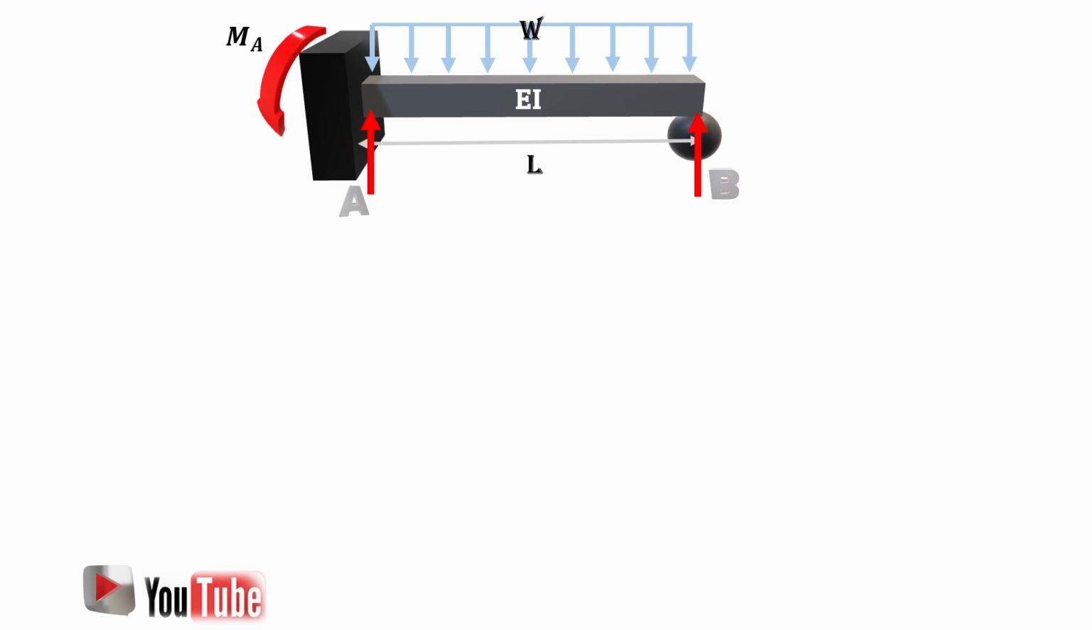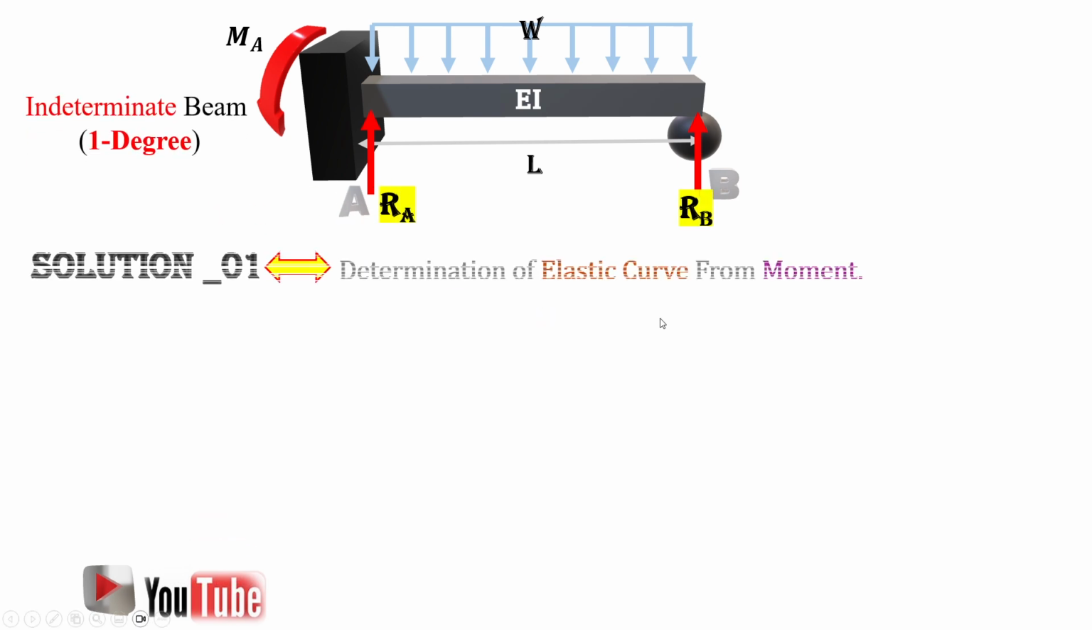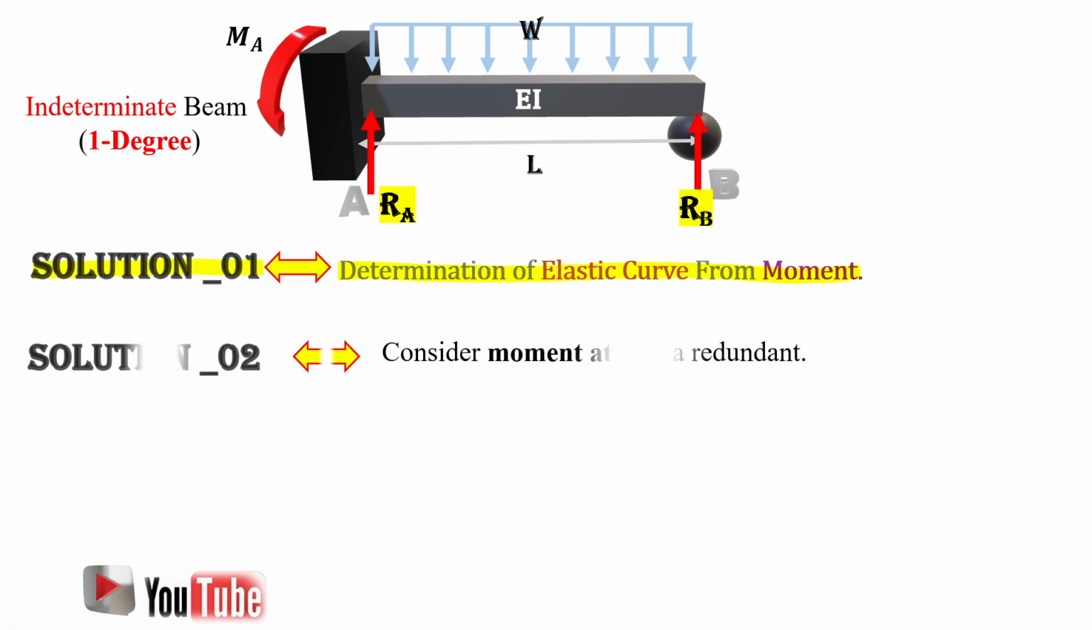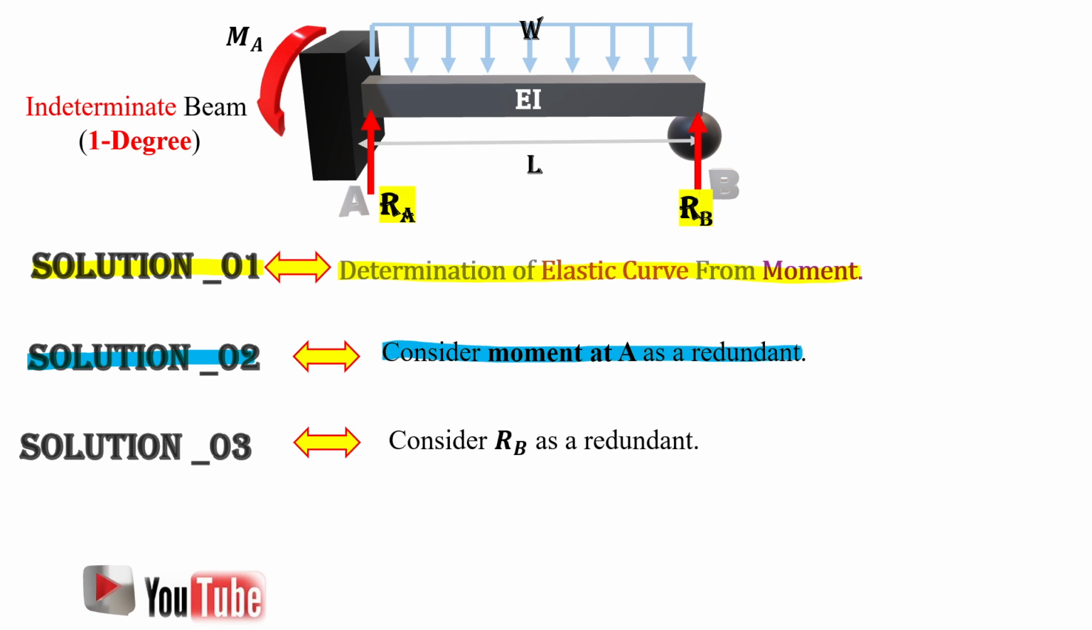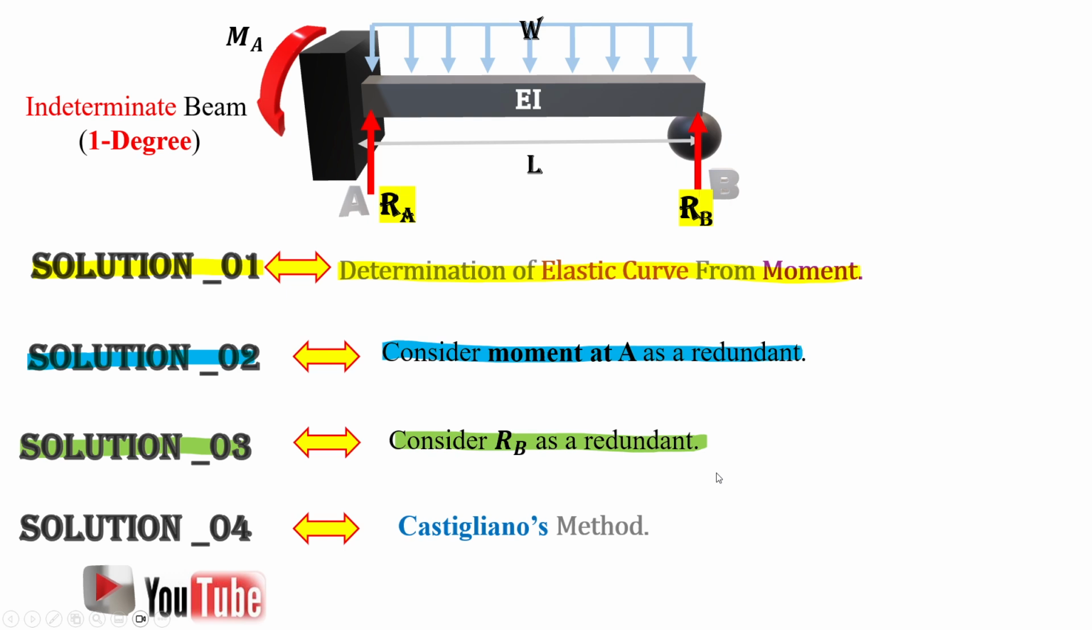The first one: this is definitely a 1 degree indeterminate beam, and solution 1 is determination of the elastic curve from the moment equation. Solution 2 is considering the moment at A as a redundant, because then the 1 degree indeterminate beam converts to a determinate structure, and you can solve it easily. Solution 3 is considering the reaction at B this time as a redundant, solving the problem and replacing it back. And our last solution is based on the strain energy method, which is Castigliano's method.